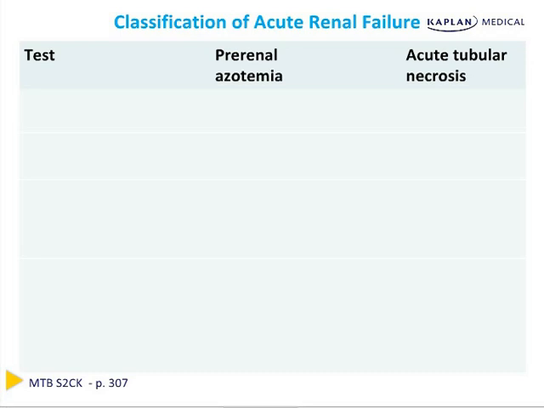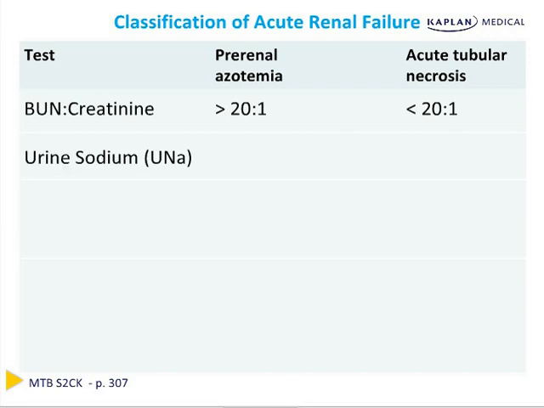So now let's review the laboratory tests that help us determine whether AKI is caused by prerenal azotemia or acute tubular necrosis. The first test we discussed was the BUN to creatinine ratio. In prerenal azotemia, that ratio is going to be greater than 20:1, whereas in acute tubular necrosis, the ratio is going to be less than 20:1, sometimes closer to 10:1.